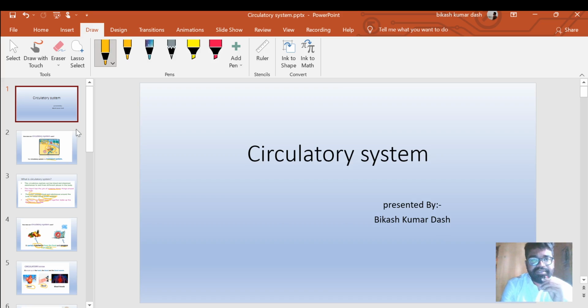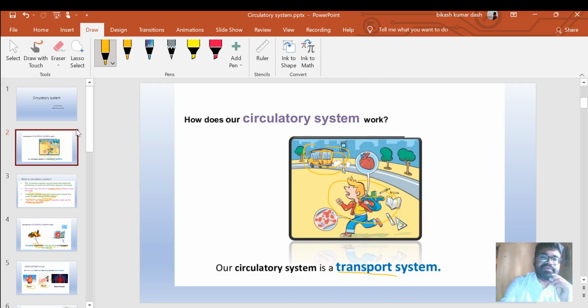So today I take the class on the topic that has been given to me, the circulatory system. So let's move to our topic, the circulatory system. Before jumping into our topic, first let's try to understand what the circulatory system is. Here I give an example of another system, the transport system, and I try to correlate this circulatory system and the transport system simultaneously, so you can understand the circulatory system in an easy manner.